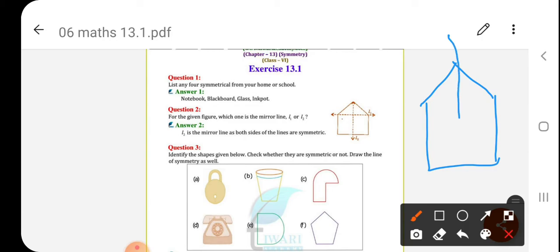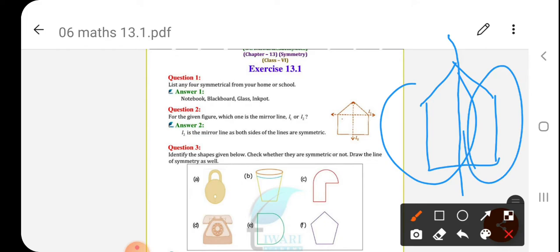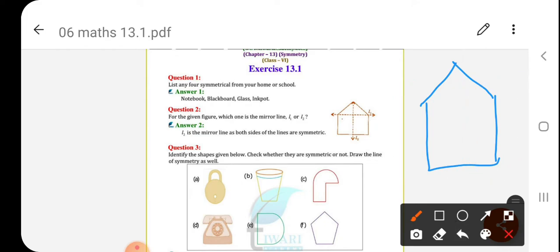Now here is L2, make a symmetrical line here, then you can see left part and right part both are symmetrical and exactly fall on each other. That's why L2 is the mirror line, as both sides of the line are symmetrical.